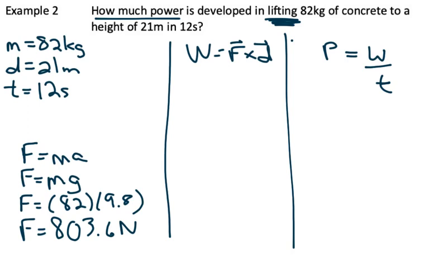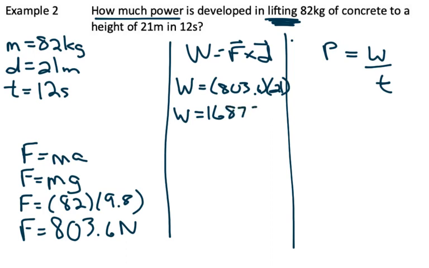Going over to the work piece of this, work is force times displacement. So 803.6 newtons times 21 meters will give us a work of 16,875.6 joules.